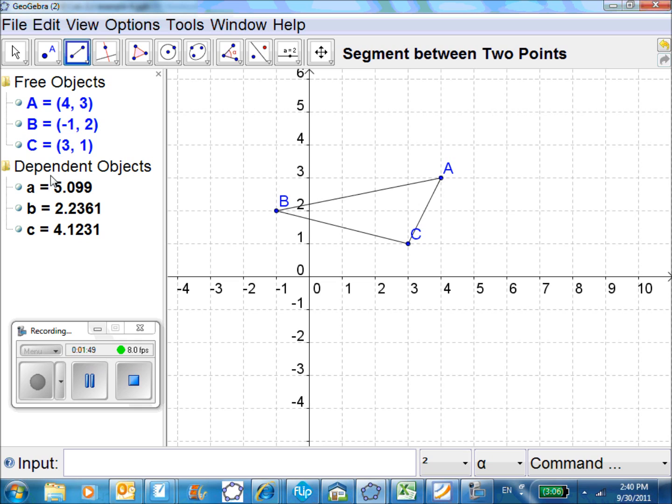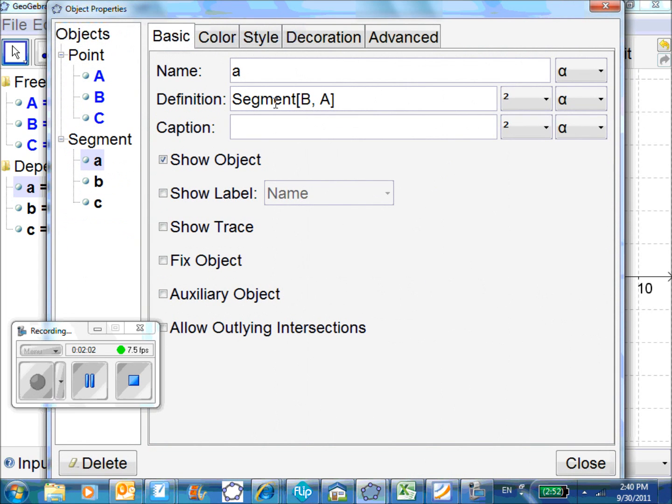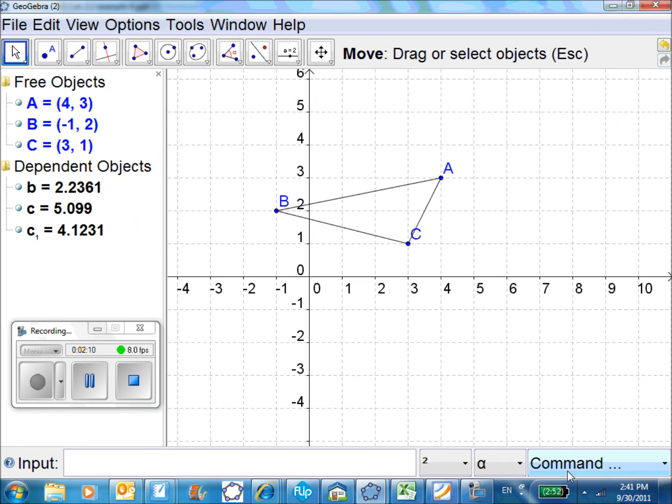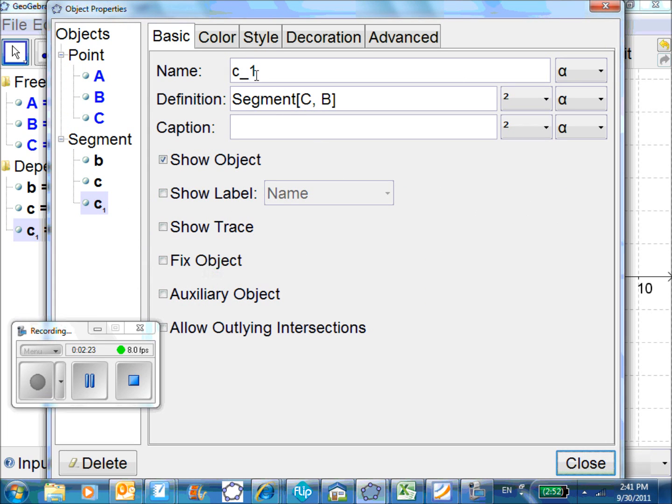Let's relabel these, because I want this A. See this 5.099, this longest side? That should be really called side C. So we relabel it. Object properties. Label. Where's the name? It's called C. What did I do wrong? Oh, see, now it's calling this C2. What's the shortest side? What do you want to call that? B, right? And this side? A. You want to call that A. So let's come back here and call it object properties.